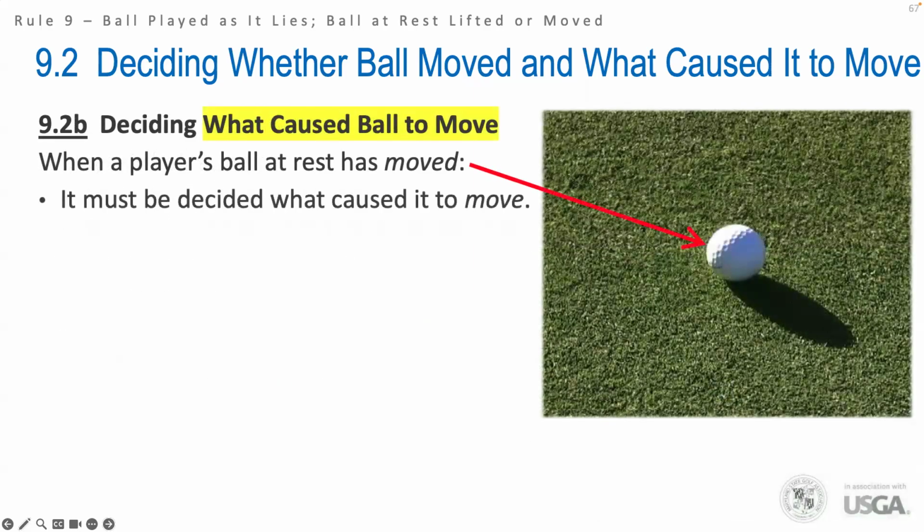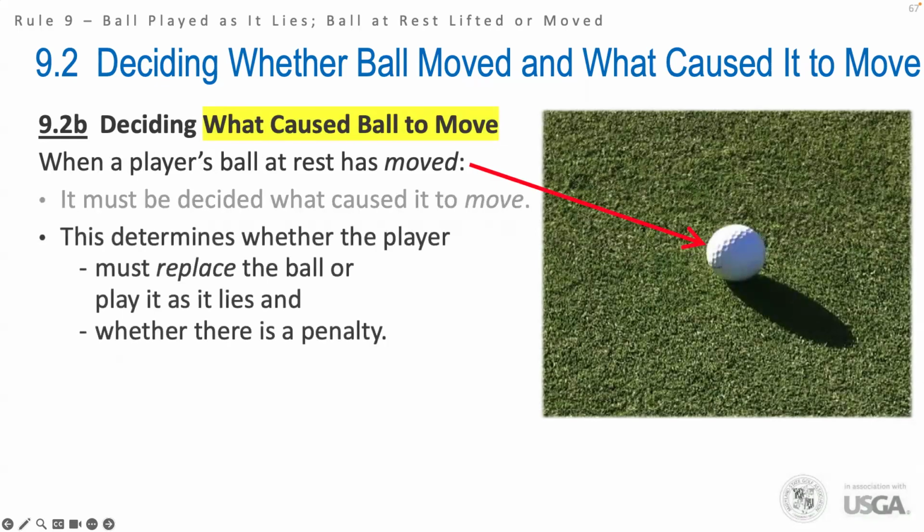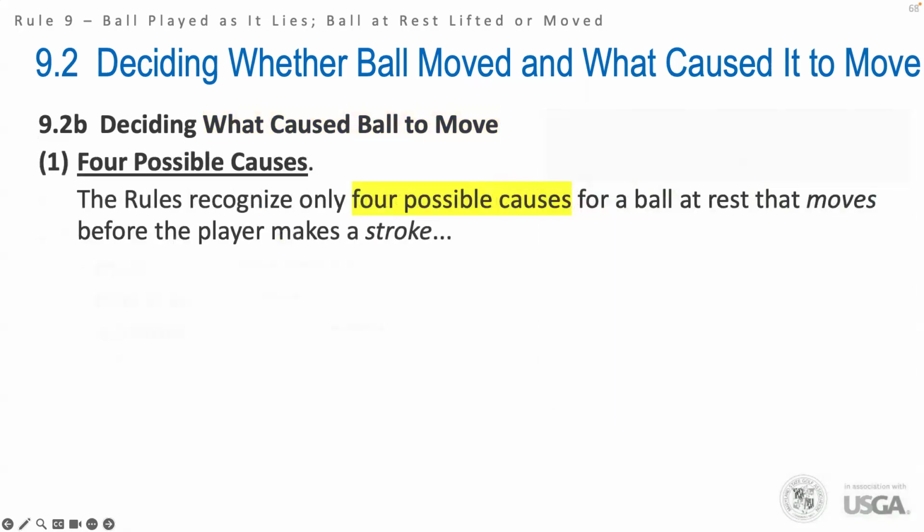So, deciding what caused the ball to move. When a player's ball at rest has moved, it must be decided what caused it to move. This determines whether the player must replace the ball or play it as it lies and whether there is a penalty. We are going to have 4 possible causes for a ball at rest that moves before the player makes a stroke. There's not 3, there's not 5, there's not 10, there's only 4 within the eyes of the rules.